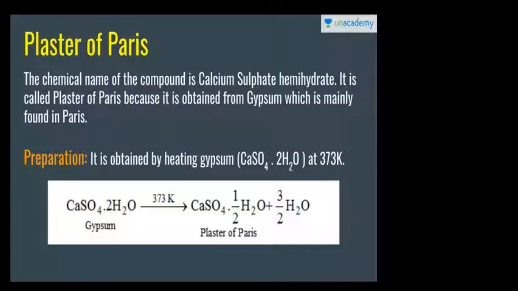Chemically, plaster of Paris or POP is calcium sulfate hemihydrate. It's called plaster of Paris because it is obtained from gypsum, which is mainly found in Paris.